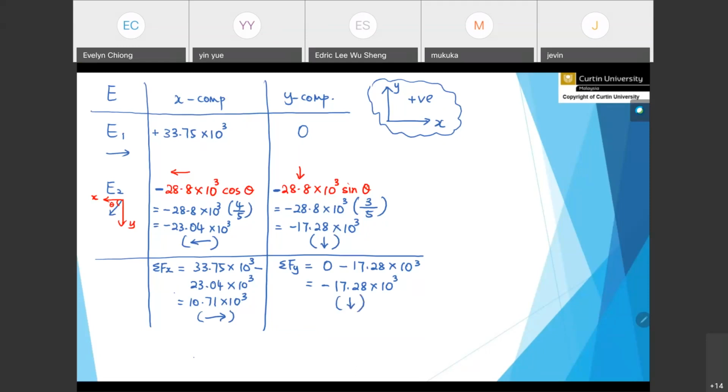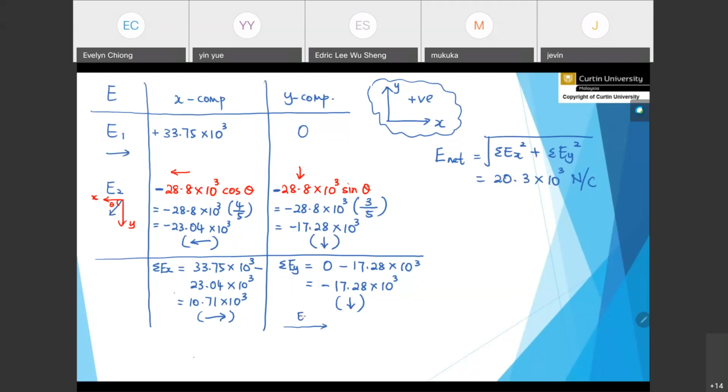After getting this, I'm going to calculate the net E, sorry, E. So I'm going to calculate E net as the square root of Ex squared plus Ey squared. You substitute all this in, then you are going to get 20.3 times 10 to the power of 3 Newton per Coulomb. And the direction will be like this, yeah? You can just draw this one.